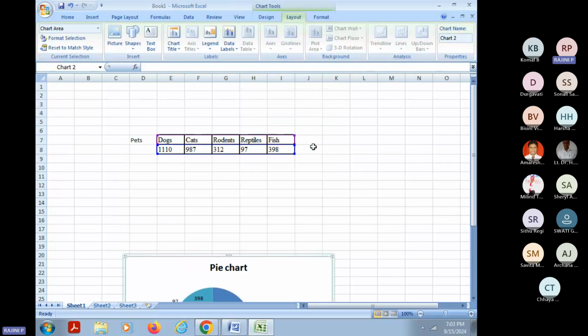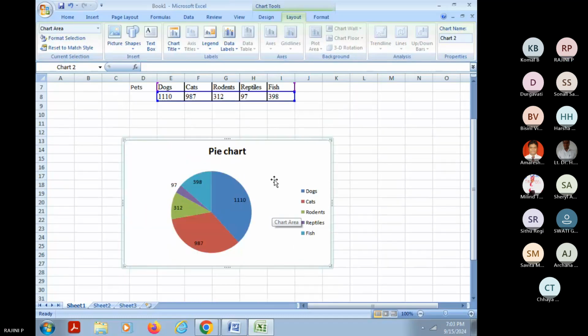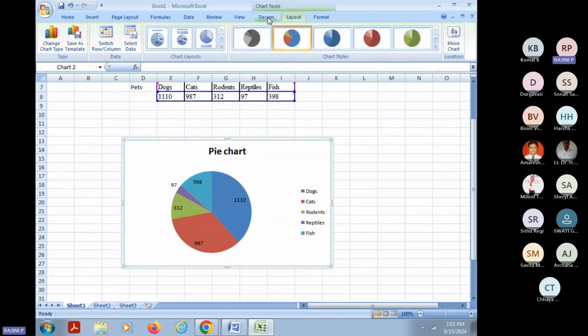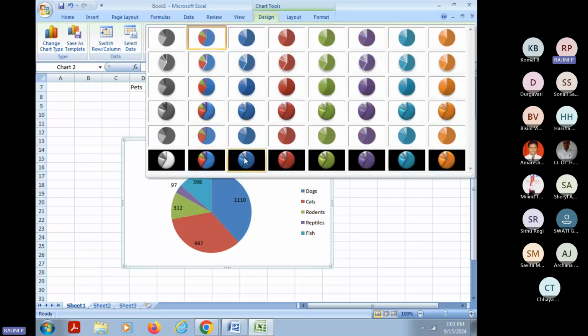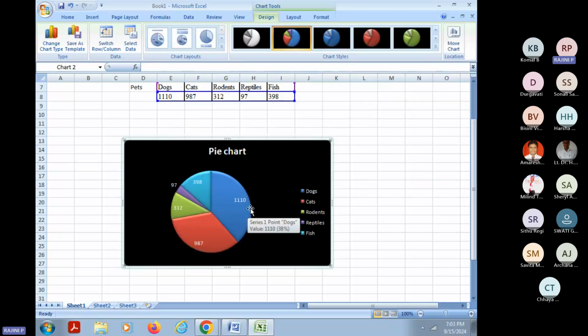Any doubts on this? Is it clear? If you want different colors and different designs, click on it, go to the design, and then select any one among these, then you can find it like this. This is for decoration purposes. That means if you want something colorful, then you will go for it. Okay, is it clear? Yes, ma'am. Now we are moving to the next one.